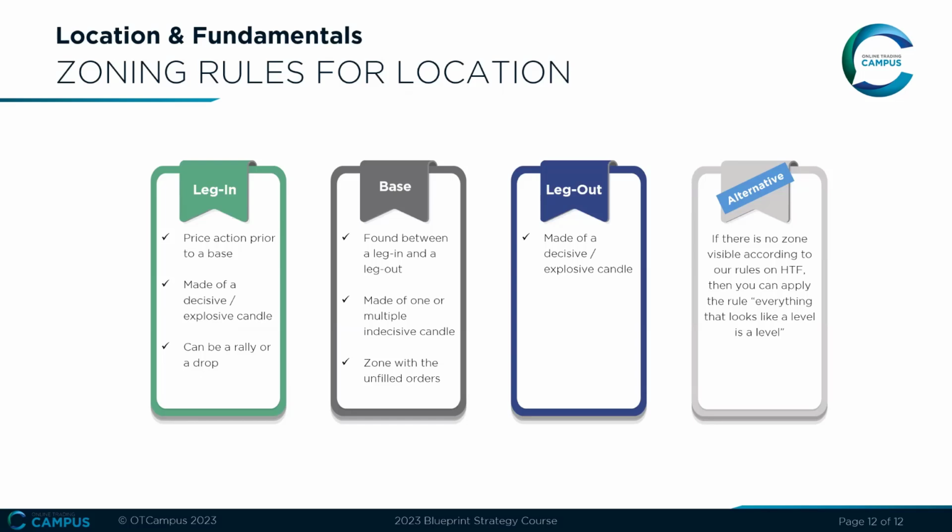The base is just your normal base set of rules. Here, what you've learned to date does not change. So it's made up of one or multiple indecisive candles. And the base, that's the area, as you know, that's found between the leg in and the leg out. And the leg in, as you already learned, is the same thing. It can be explosive, it can be decisive. It doesn't really matter that much. What matters most is the base and the leg out, with the leg out having the biggest importance.